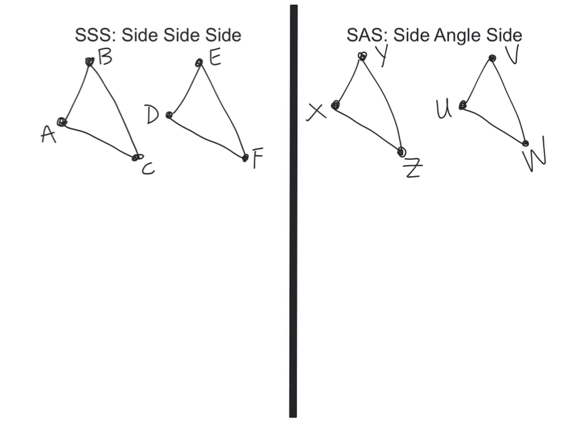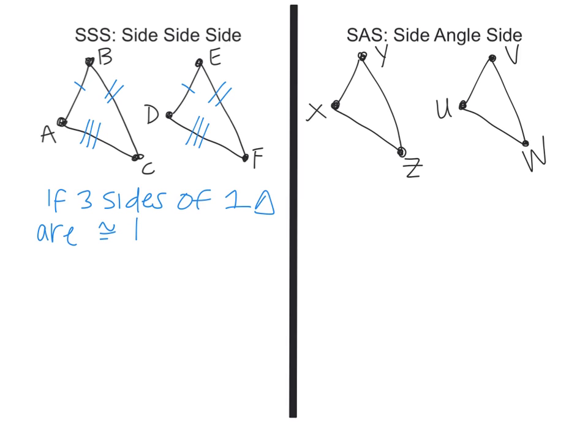I drew my two triangles here. Side, side, side is just like what it sounds like. I have a side congruent to this side, congruent to this side, and this side congruent to this side. So if three sides of one triangle are congruent, I'm using shorthand here, to three sides of another triangle, then the triangles are congruent.